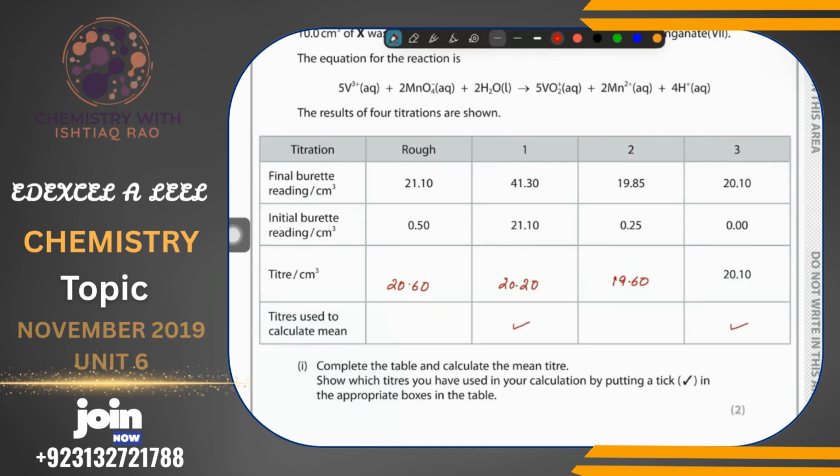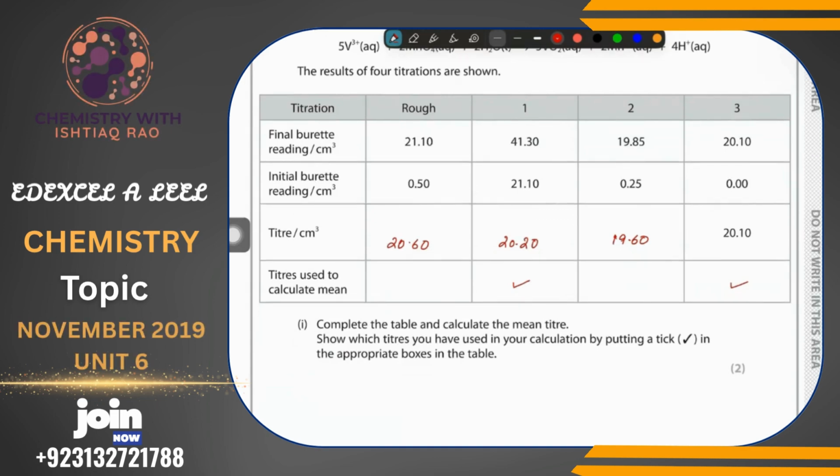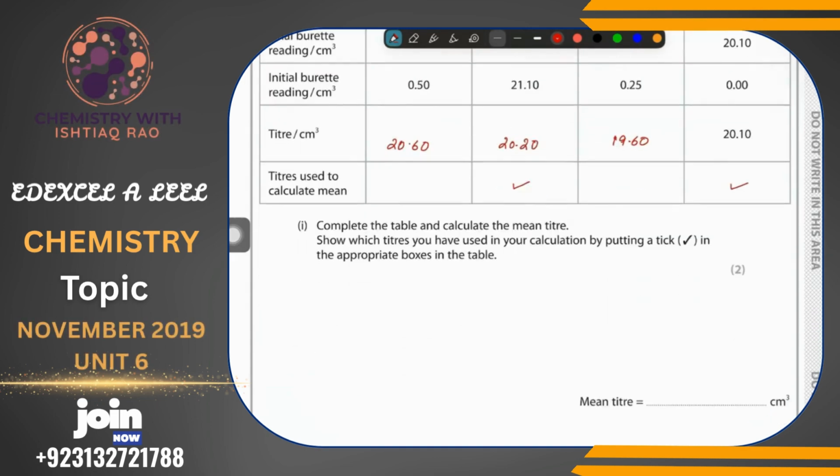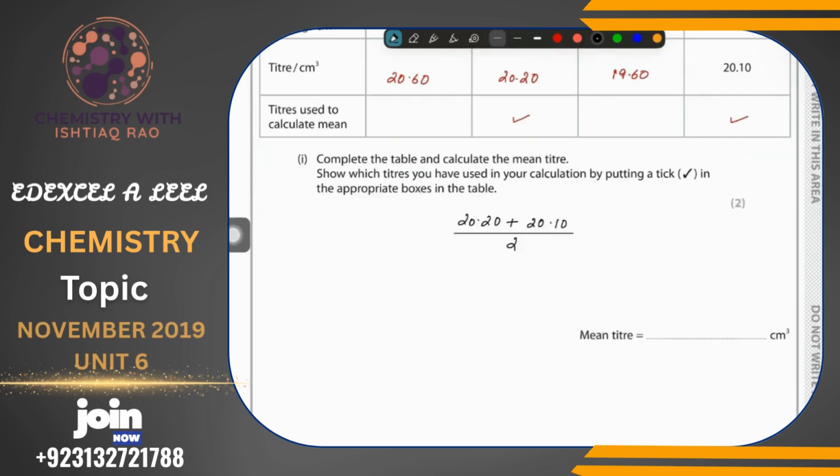Exactly. So what we have to do is add these and then divide by 2. This is going to be the mean titer. So 20.20 plus 20.10, then divided by 2, is going to be 20.15.